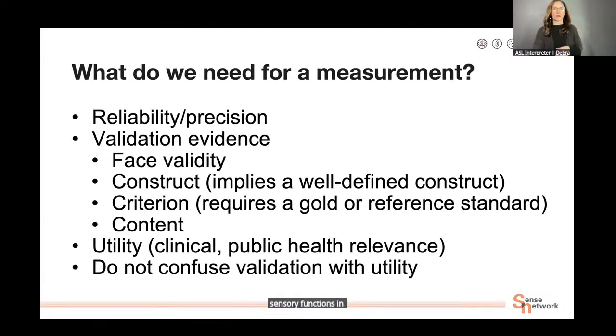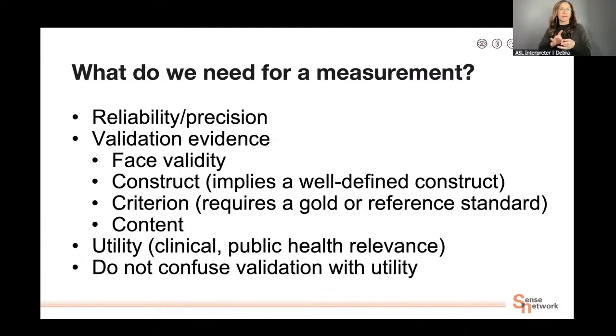So broadly speaking, taking a step back for a minute, what do we need for a good measurement? We need the measure to be reliable and to be precise. And in another slide, I'm going to talk about how we can use information about reliability to inform what we can use our measurement tool for. We need validity evidence. A measure needs to have face validity. It has to have construct validity, which implies that you have a well-defined construct. So when we talk about priority areas, one of our priority areas is it's really important to define and understand your construct and to understand, for example, if you've got objective measures and self-report measures, those might be measuring distinct but overlapping constructs. We have criterion-related validity, which requires you to have a gold or a reference standard.